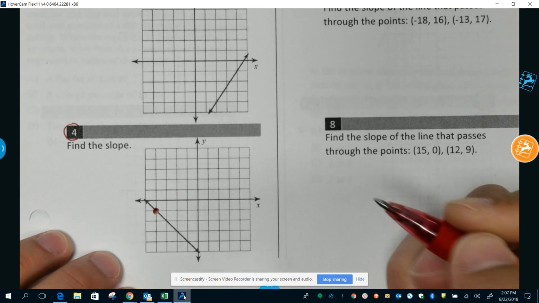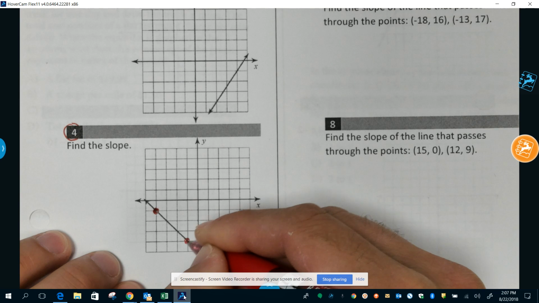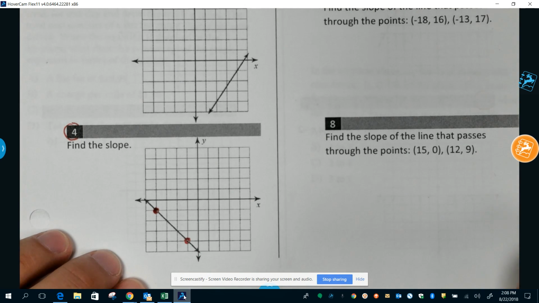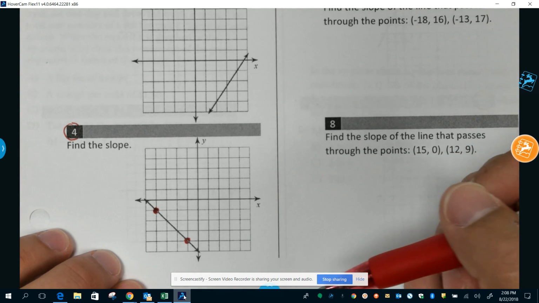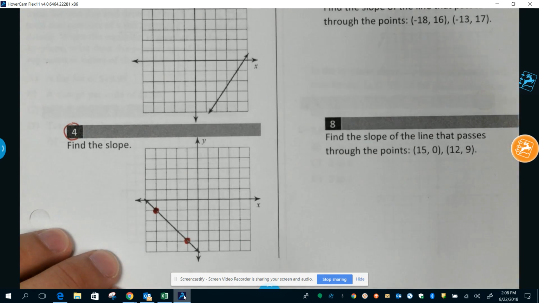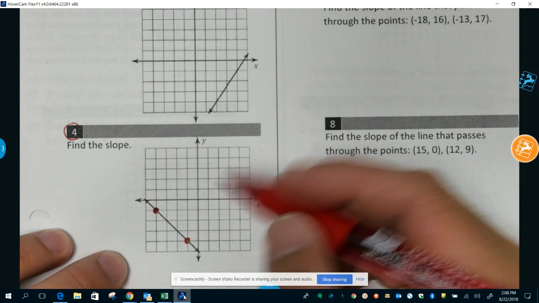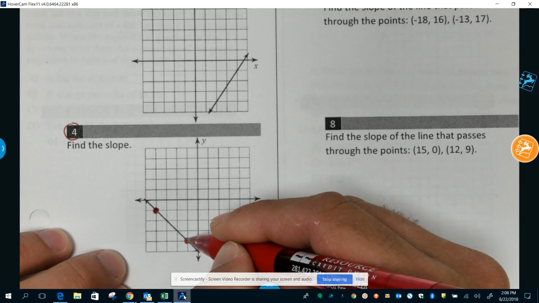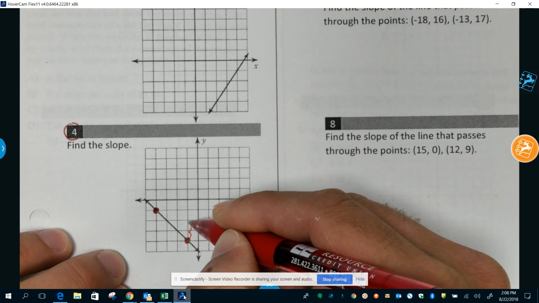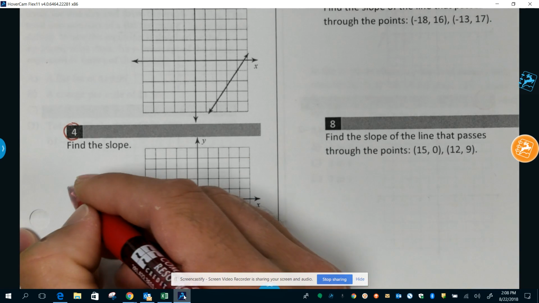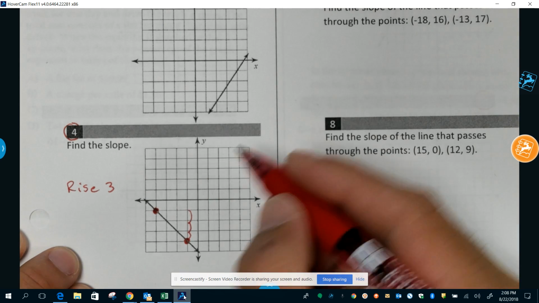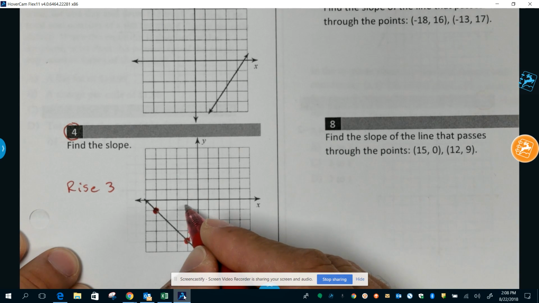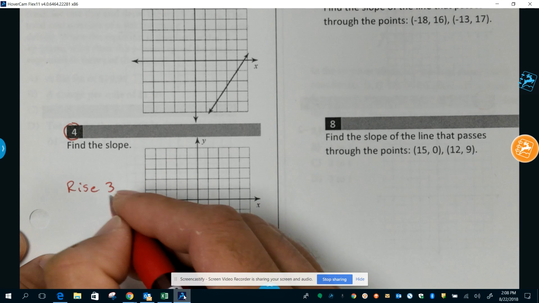I can choose a coordinate here. I can choose a coordinate there. It does not matter which 2 coordinates I use. I'll end up with some sort of fraction, because we're talking rise over run. I'll end up with some sort of fraction, and if the fraction reduces, then I need to make sure that I reduce. So from one coordinate to the next, I'm actually rising 1, 2, 3 units. I'm rising 3 units, and I'm running horizontally 1, 2, 3 units.